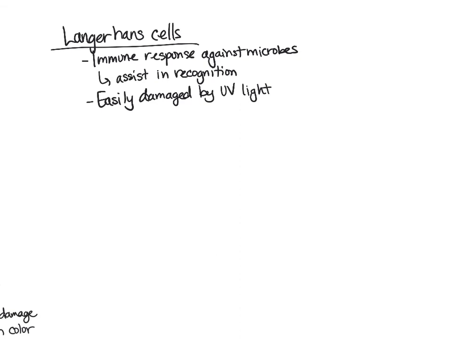Now, if we are outside in the sun a lot, then that UV light can come in and damage them pretty easily. We do, of course, have the melanocytes and the keratinocytes to try to help protect from the UV damage, but the Langerhans cells themselves don't have melanin to protect from the damage. And so they are very easily damaged. And then what that means is that our skin no longer has that protection.